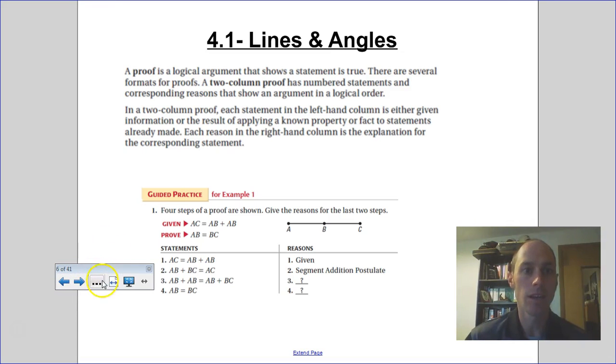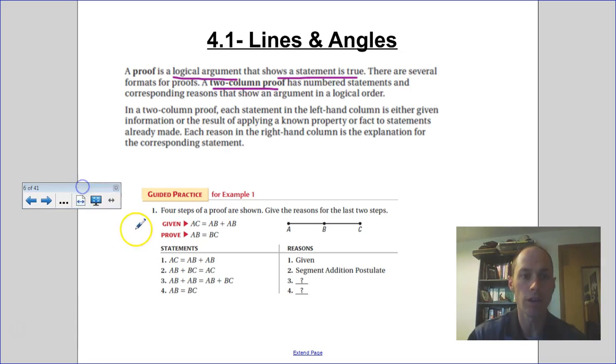So let's get started. Proof. Proof is a logical argument that shows that a statement's true. Several different formats. First one we'll take a look at is the two-column proof, which has numbered statements and corresponding reasons to present an argument in a logical order. We have that example down here that we'll go through.